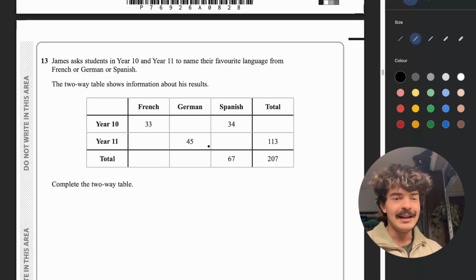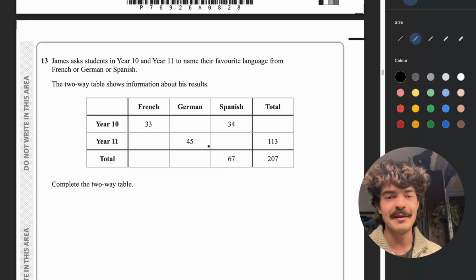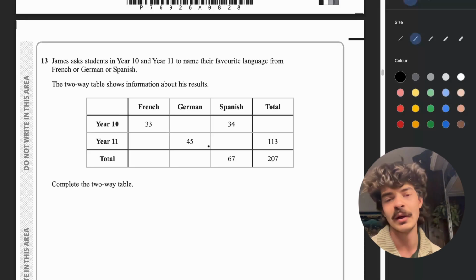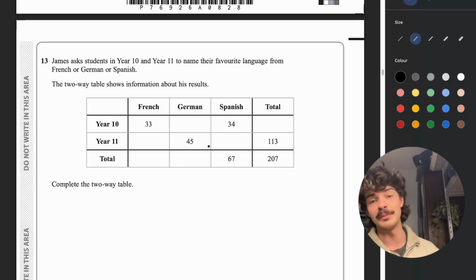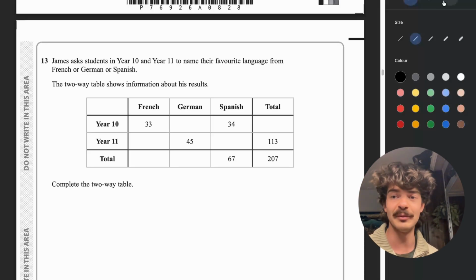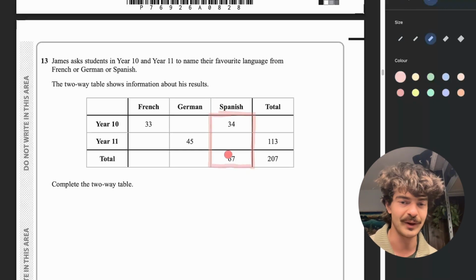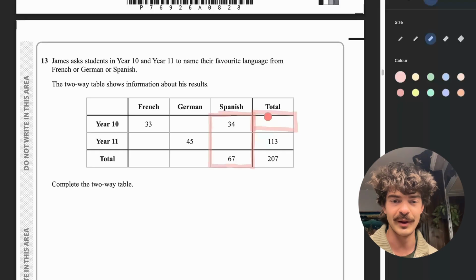Question 13. James asks students in Year 10 and Year 11 to name their favourite language from French or German or Spanish. The two-way table shows information about the results. Complete the two-way table. So our objective here is just to fill in every box we can. So to begin with, we're looking for ones that are only missing one box. Here's one, for example, or we could even go in up here with this one.